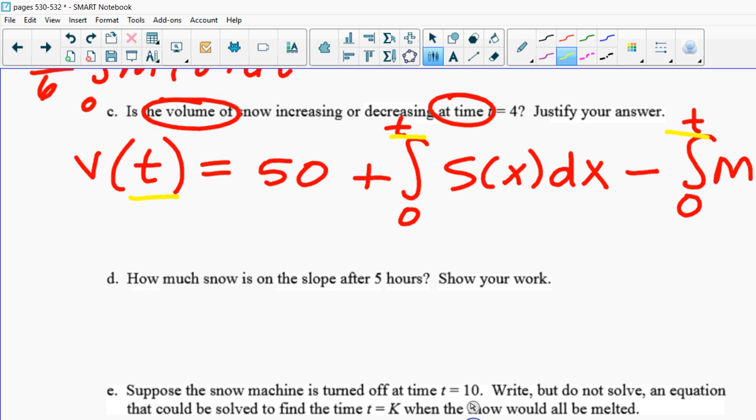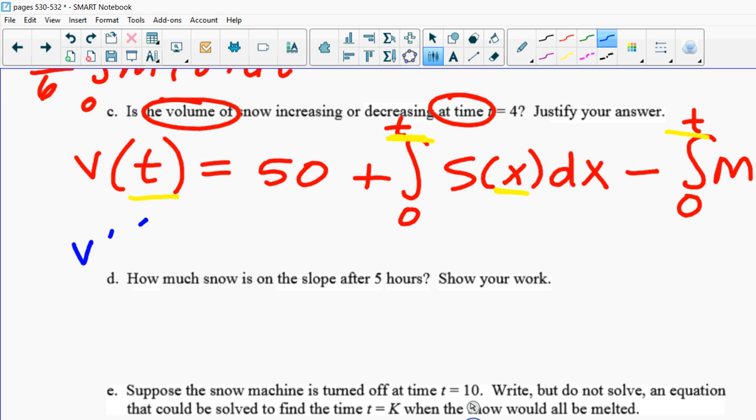This variable and this variable have to match. But this variable and this variable cannot be the same variable. This x is a dummy variable. Doesn't mean it's stupid. It means I can use any variable I want. I just cannot use t. Now, to determine if the volume is increasing or decreasing, what do I do with that formula? Because this is a formula for amount. Take the derivative. How do I take the derivative of an integral? Oh my gosh, I just learned how to do that, because that's the second part of the fundamental theorem of calculus, right?